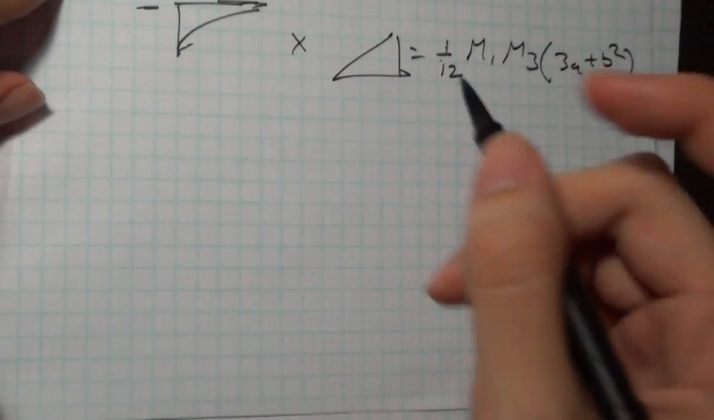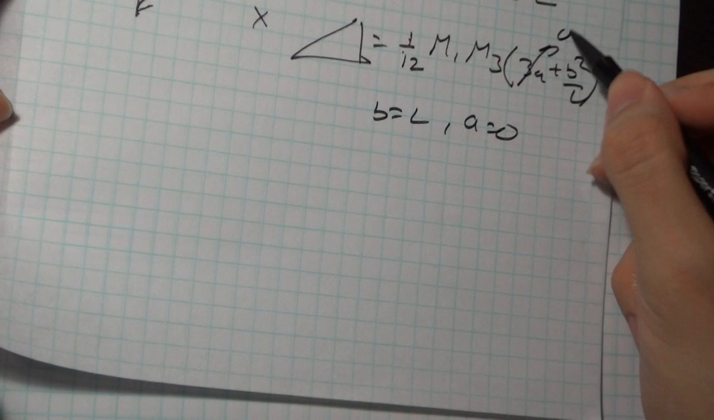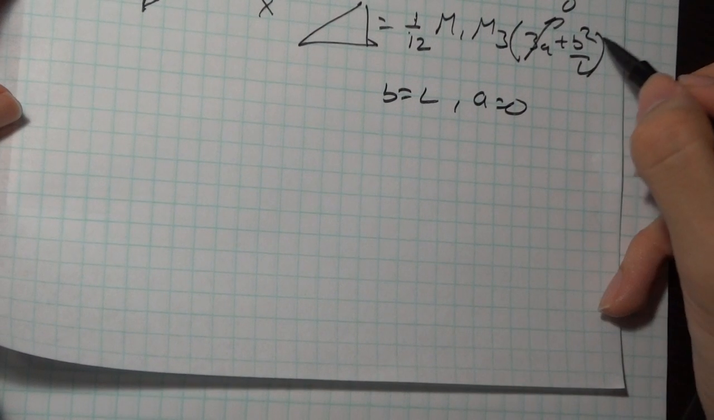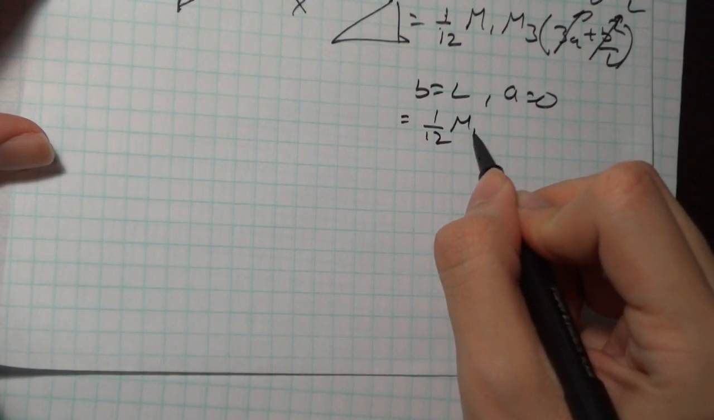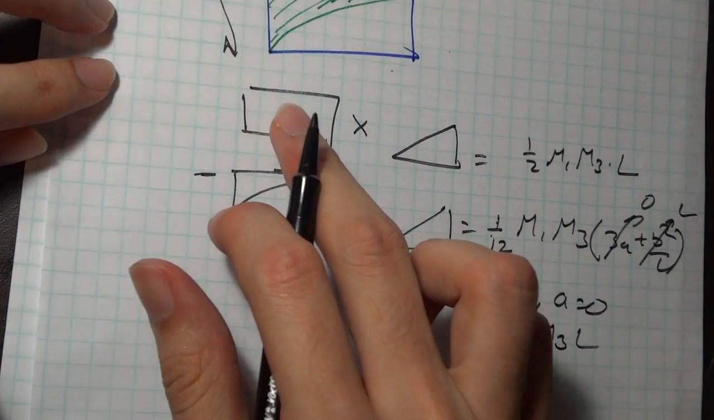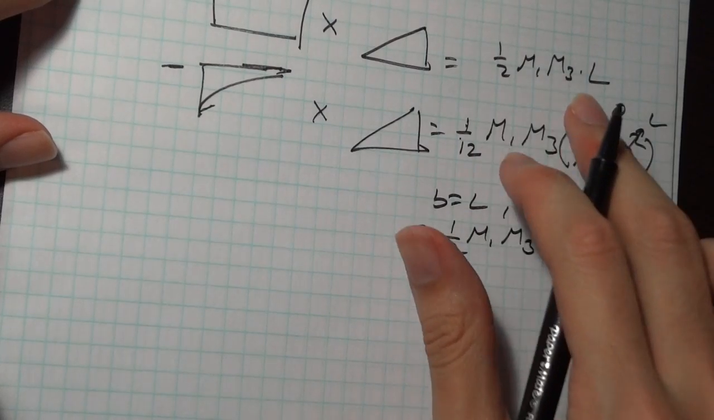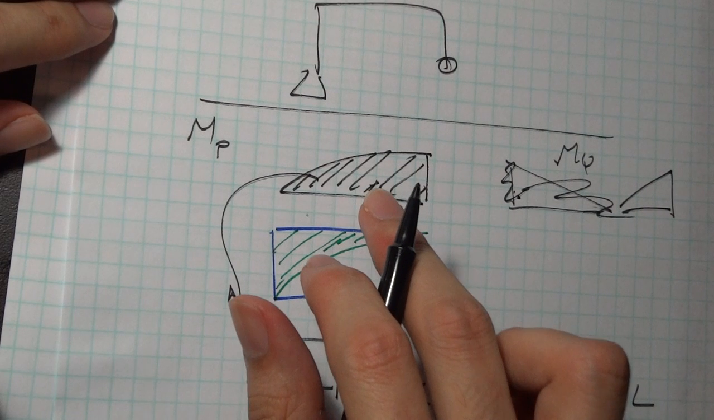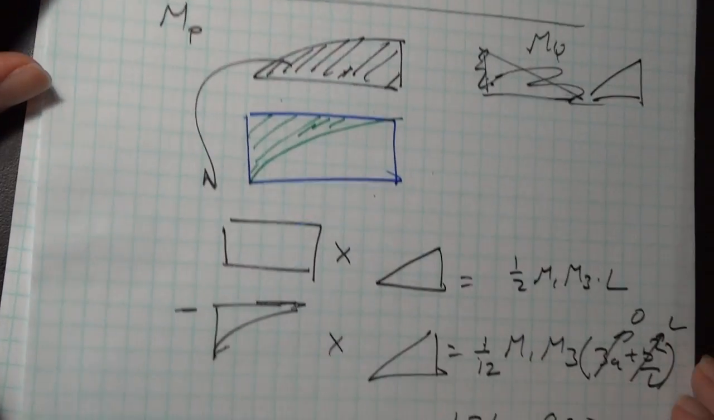I said before that for this particular case, I want B equal to L, A equal to 0. So this goes away. I am left with B squared becomes L, so this whole thing becomes L. I'm left with 1/12 M1 M3 times L. So I'm going to do this rectangle times this triangle minus this parabola times this triangle. I'm going to do this minus this, and that will give me the deflection due to this shape. Okay.